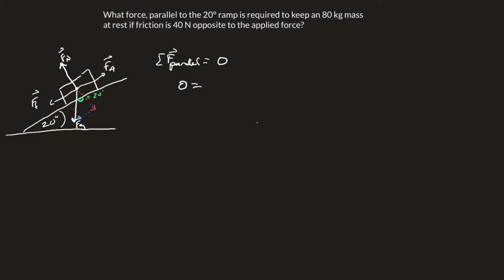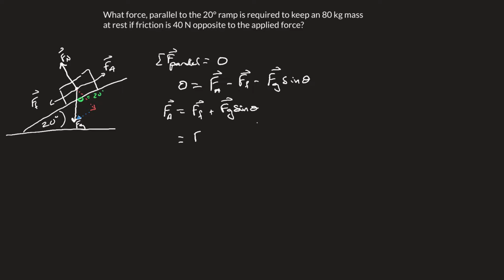So what are the forces parallel to the ramp? Well, we have Fa, which is the applied force. We have F of friction, which is in the opposite direction, so we're going to give it a negative sign. And then we have the parallel component of the force of gravity, which is also in the opposite direction, so we're going to give that a negative sign as well. When I rearrange this equation to solve for Fa, I'm left with Fa equals Ff plus Fg sine theta.